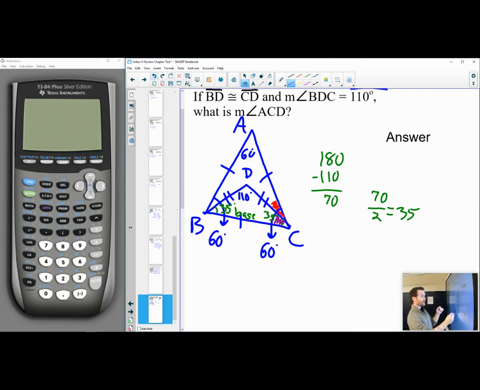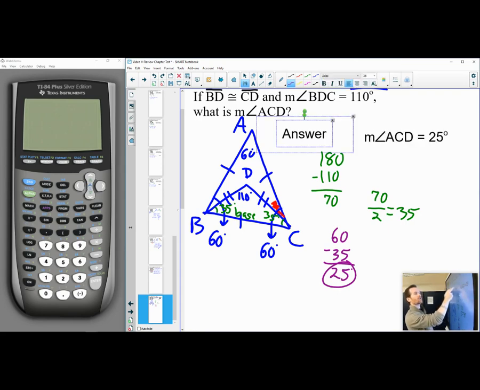We know this big angle, this total angle, is 60 degrees. And we know this part is 35. So to find the missing part, we just subtract. We do 60, the total, minus the one part we know, 35, and that gives us 25, I think. So 25 should be the answer. Let's check it. 25 degrees.